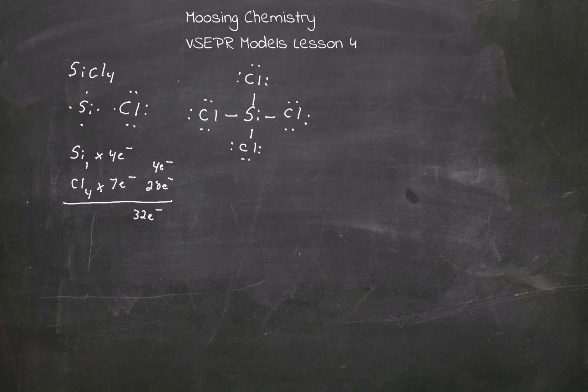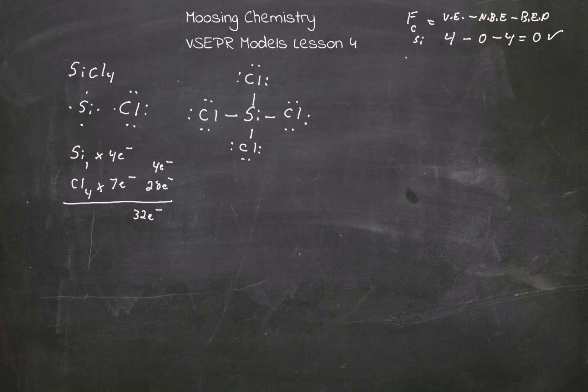But now we have to check to make sure this is the best possible structure. To do that, we have to use formal charge. So we're going to do the formal charge of silicon first. Now, remember that formal charge is equal to valence electrons minus non-bonding electrons minus bonding electron pairs. Okay, so silicon comes in with 4 valence electrons. They're all bonded, and we have 4 bonding pairs, so that gives us a total charge of 0. And that looks really, really good.